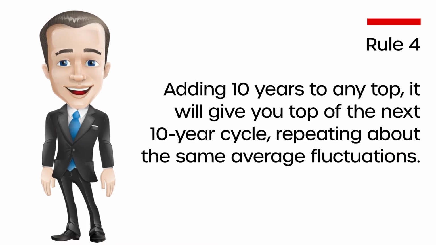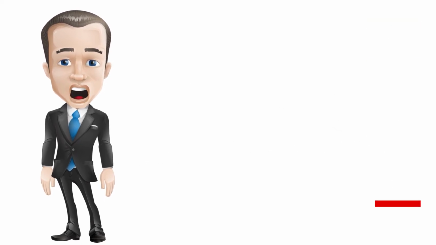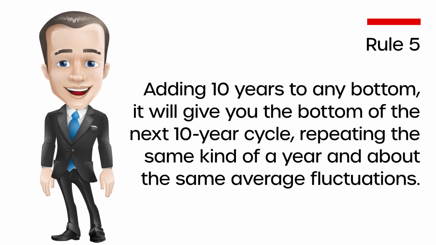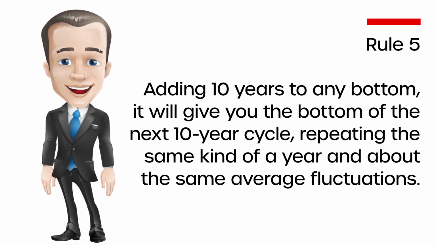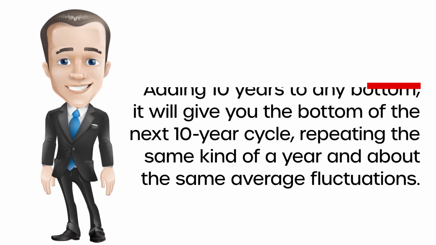Rule 4. Adding 10 years to any top will give you a top of the next 10-year cycle, repeating about the same average fluctuations. Rule 5. Adding 10 years to any bottom will give you the bottom of the next 10-year cycle, repeating the same kind of year and about the same average fluctuations.